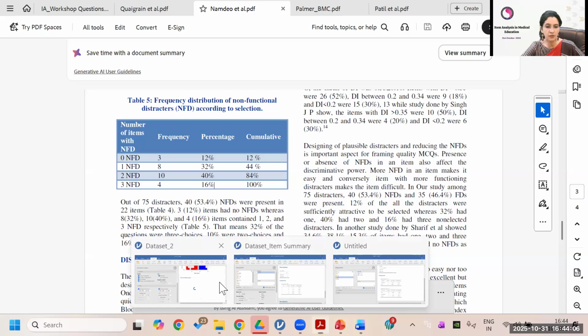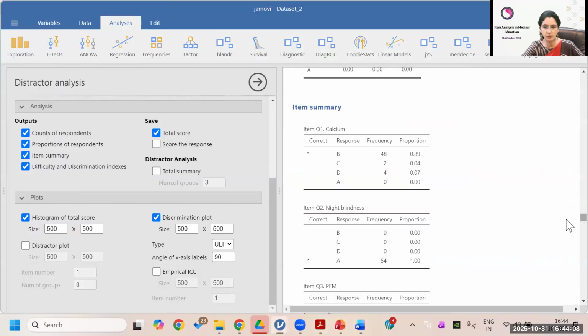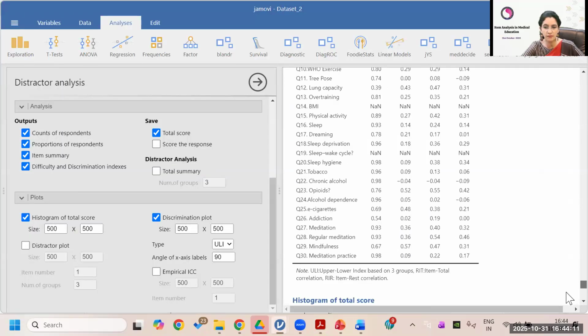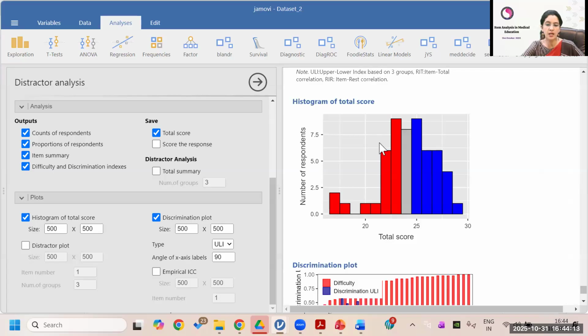And now we'll go to this. I just checked these two graphs. You can see these two graphs. This shows you the overall picture. This is the histogram. The red color is the low performer and the blue color is the high performer. On the y-axis is the number of respondents, and on the x-axis is the total score. So this is like a normal distribution you can see here, but there is a slight skewness towards the right. That means most of them have got a high score.